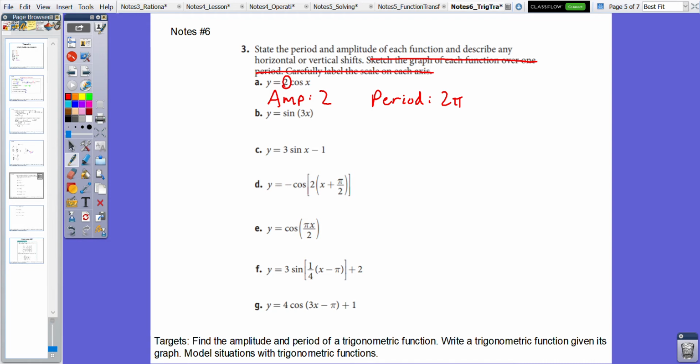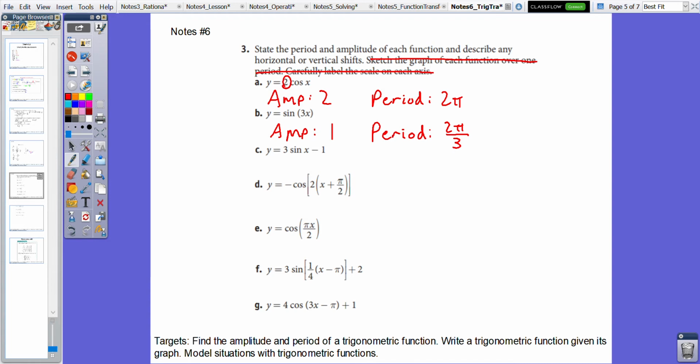For the next example, we have y equals sine of 3x. Okay, once again, no coefficient on the sine. That means our amplitude is going to be just 1. And then our period, because there's a coefficient of 3, here's what changes about that. Once again, we take that coefficient in front of the x and we divide 2 pi by that number. So 2 pi over 3 is going to be our period. So to get from 0 to 2 pi over 3, that gives me one cycle of the sine graph.